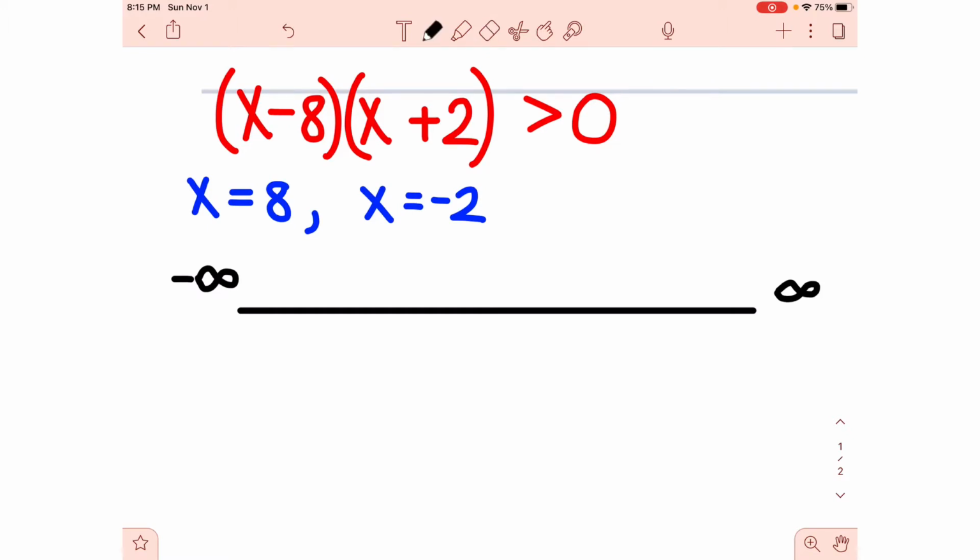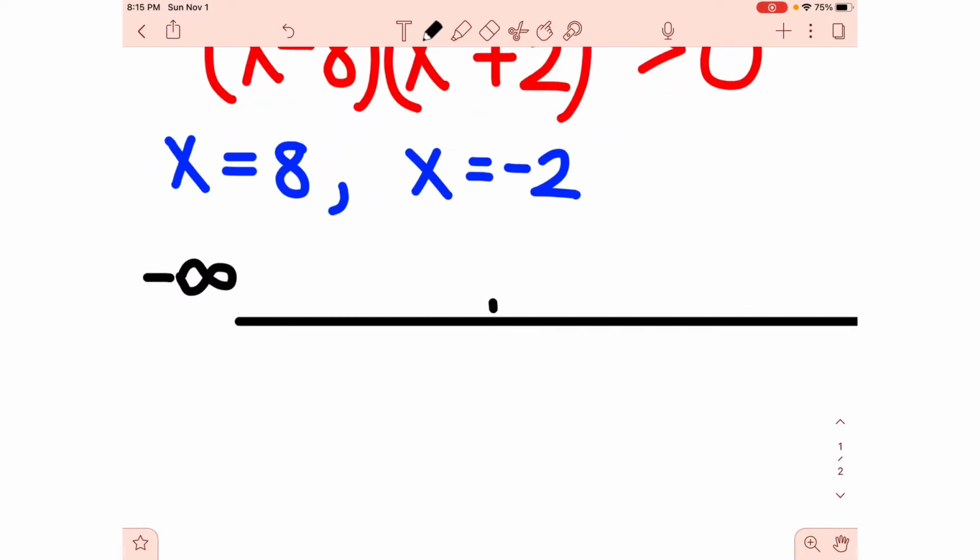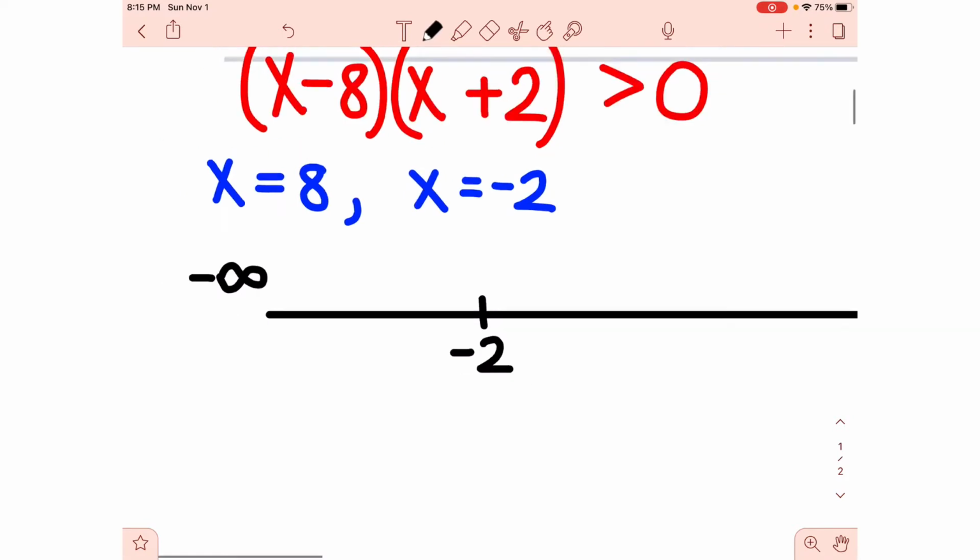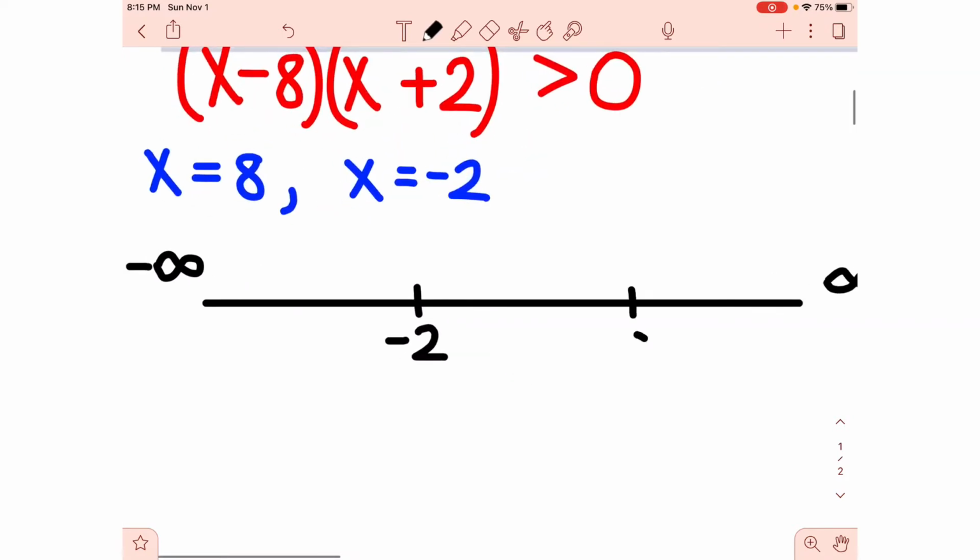Number lines go from negative infinity to positive infinity. And so I wanted to just put that on the number line so I can remember that when I'm writing my answer in interval notation if I need it. So I'm going to put both of my numbers on the number line, negative 2 and 8. Those are my critical values.